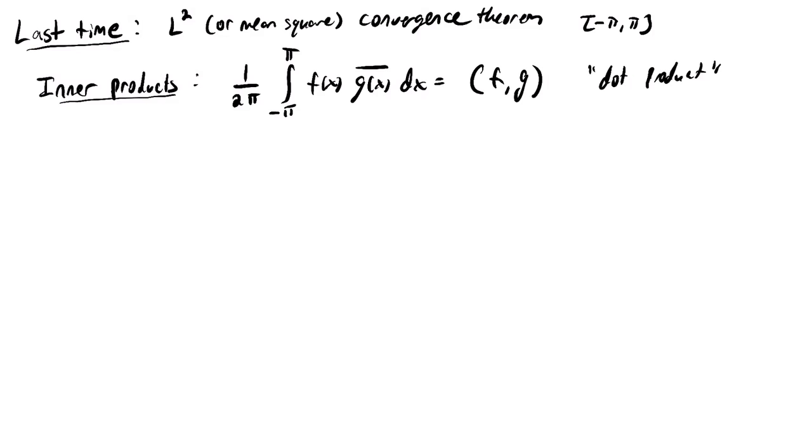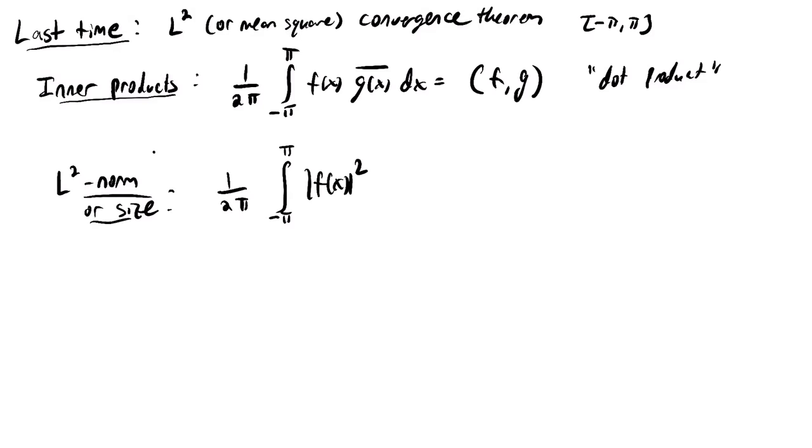Then we also had what's called the L2 norm, or size of a function. This is what you get when you take the inner product of a function with itself. For this, you should be thinking of dot products and lengths of vectors, and remember that the length, or size, or magnitude of a vector is given by the square root of the dot product of the vector with itself. The same thing is true for this notion of size or magnitude or length of a function. So you integrate now the function squared, and this is the complex absolute value.